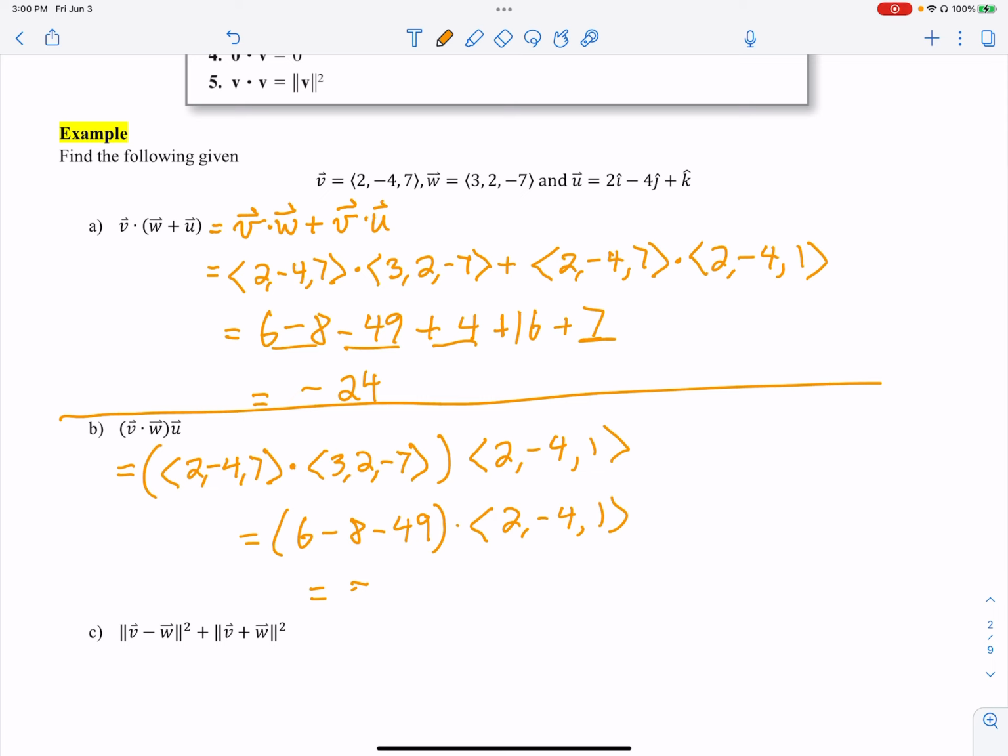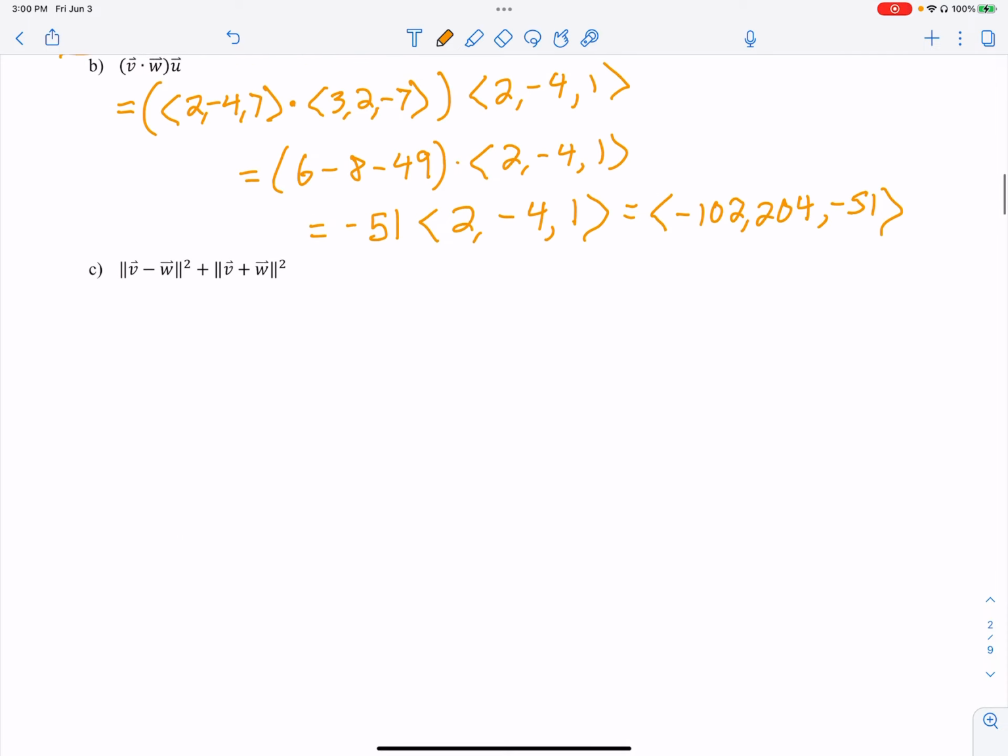Let me get my notes. Negative 51 times that. Notice this is not a dot product because it's a scalar times a vector. I multiply this through and get negative 102, 204, and negative 51. All right, so there we go. Now we're going to do part C. I do it piece by piece.